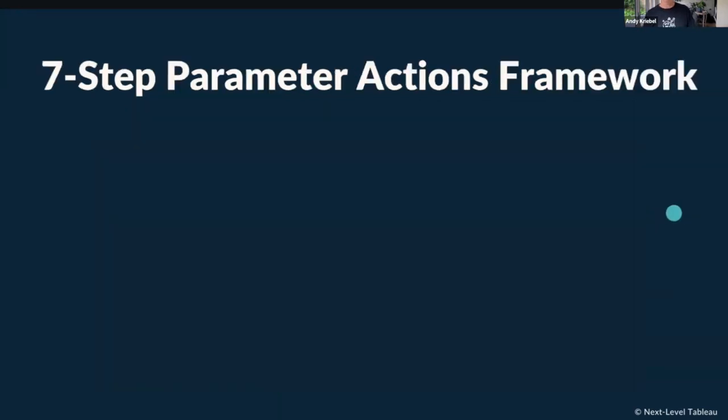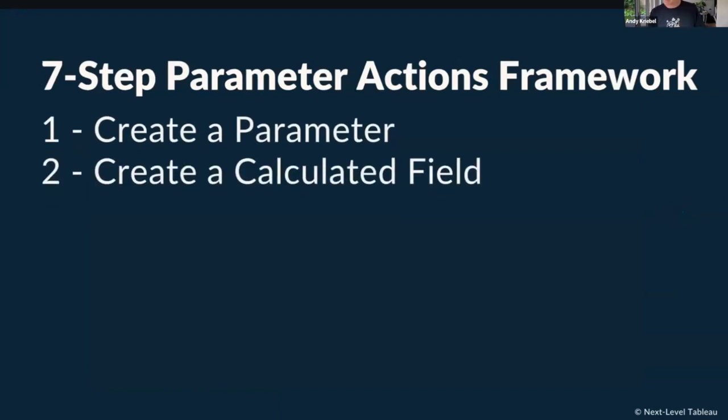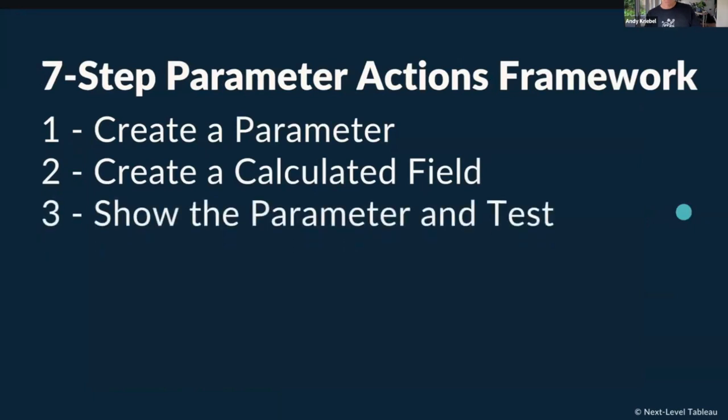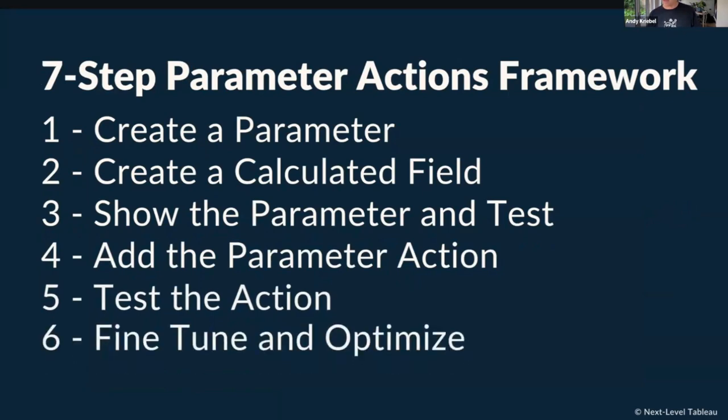So kind of bringing that all back together, the first step is to create the parameter, and then we're going to create the calculated field that tells the parameter what to do. We're going to show the parameter and give it a test. Again, I'm still in my worksheet. I haven't gone to my dashboard yet. And then we're going to add the parameter action, test it, and then fine tune and optimize.